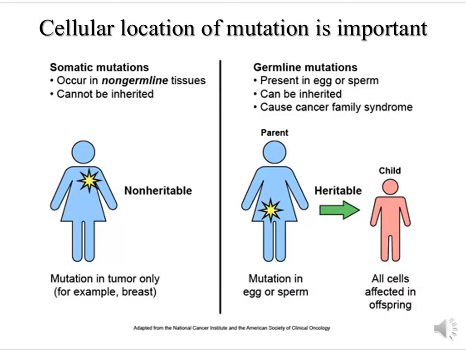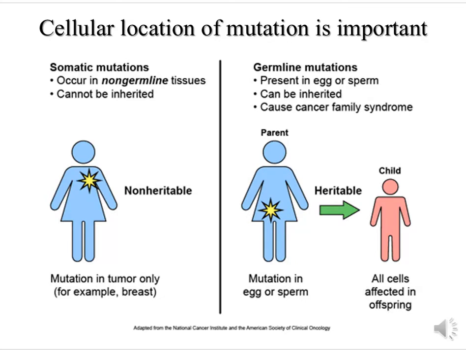Now, the cellular location of the mutation is very important. So, eukaryotic organisms, they have two primary cell types. You have your germ or your germline cells and your somatic cells. Now, mutations can occur in either cell type. So, if a gene is altered in a germ cell, that means it's either in your egg or sperm, the mutation is termed a germline mutation, right? Because it's in your germline cells.